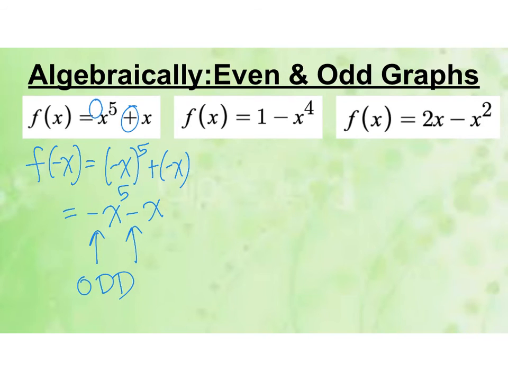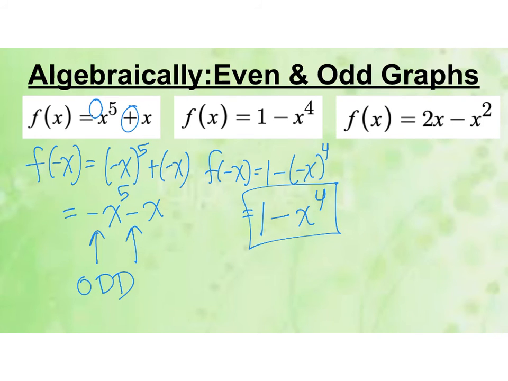Let's look at our second example. If I do f of negative x, and I plug in the negative x, now it's raised to the fourth degree, I'm going to have 1 minus negative x to the fourth, which is actually going to be positive x to the fourth. And it stayed exactly the same. My sign stayed the same, positive, negative, so this would be an even.